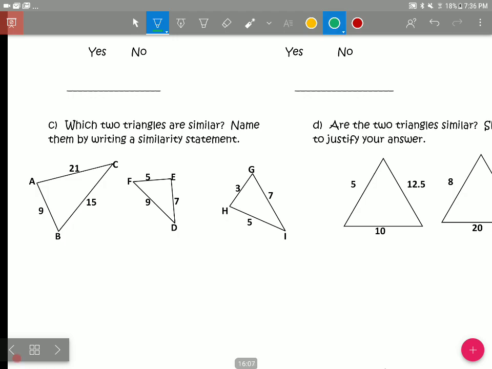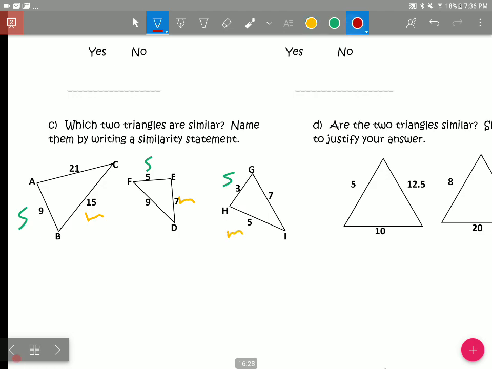Otherwise, here we go. Which two triangles are similar? Name them by writing the similarity statement. Okay, so I'm basically going to start with this. That's the shorter. That's the shorter. That's the shorter. That's the middle. Oh, no, that's not the middle. Middle. Different color. Middle.